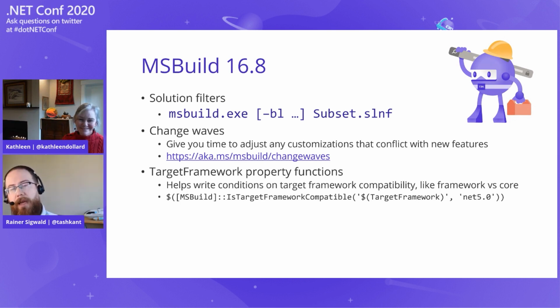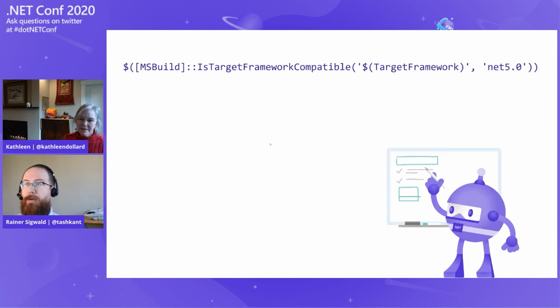Another set of features that we've added in MSBuild is target framework property functions. It is common in project files and build logic to need to condition something like a package reference or some build customization on the target framework of the project that is currently building. In the past, that was done one way. We've now made it a little easier.